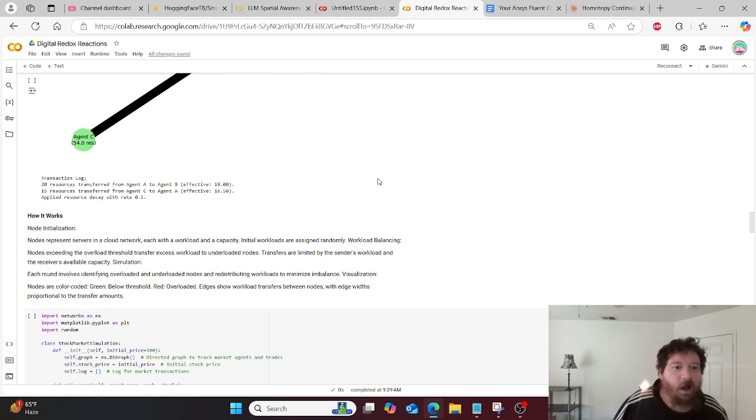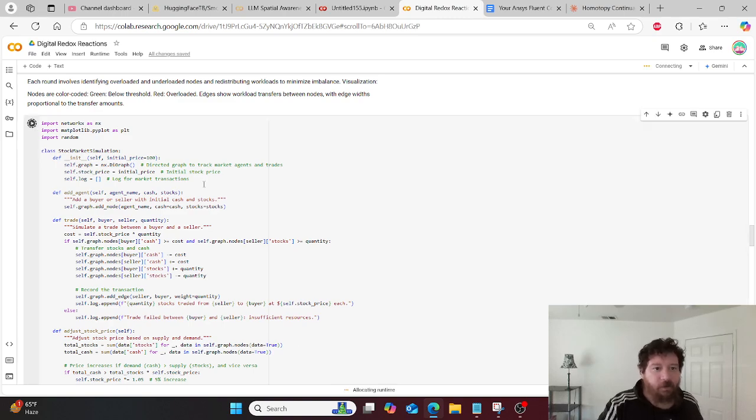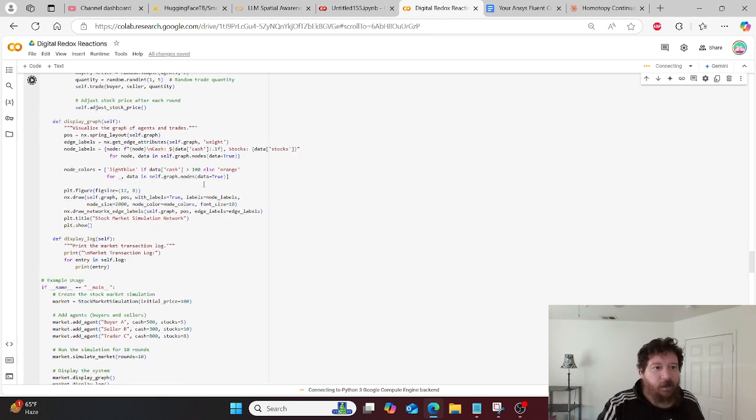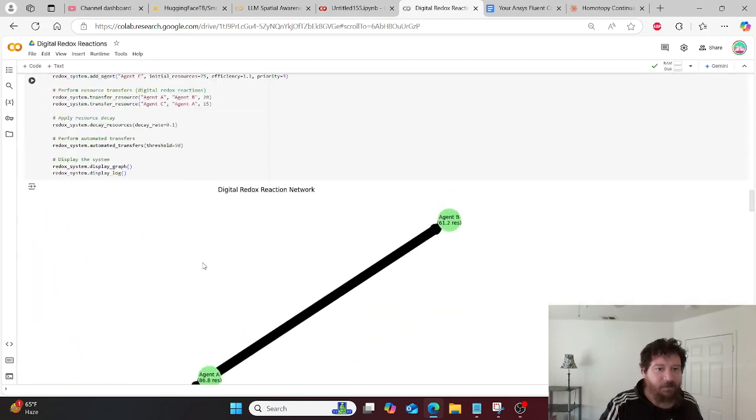Awesome. In this one, we're creating nodes that represent servers in a cloud network, and each one of these nodes has a workload and a capacity. The initial workloads are going to be assigned randomly, and then we're going to utilize this same exact natural process for workload balancing of these nodes within this network. These nodes are going to be exceeding their overload threshold, and we need to transfer that overload to all the different nodes in order for load balancing to occur, right? So it's simulating load balancing within a network. Very straightforward is what we're doing within this. And this is not the right one.